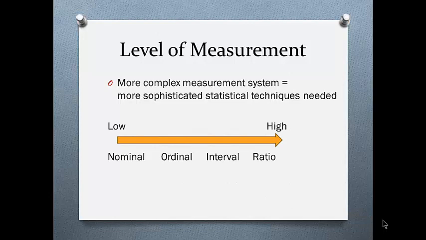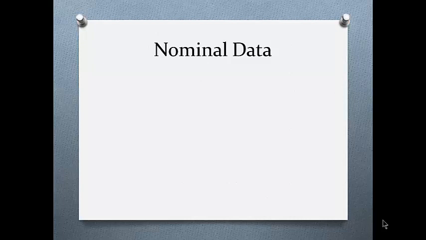So basically there's the scale from low to high, and there's 4 types of data we're going to talk about. There's nominal data, which is the most simple type, ordinal data, interval data, and ratio data, which is the most complex. Let's take a look at each of these and clearly define the different categories.